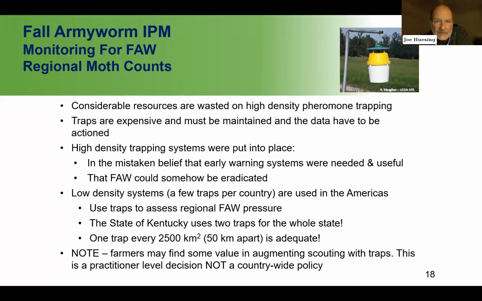In much of the Americas, for example, in the state of Kentucky, where I'm from, they only keep 2 traps for the entire state. And mostly they use those traps just to wake farmers up if they've got the infestations, that fall armyworm is starting to show up in the state. They'll advise farmers to start checking their field because a lot of farmers don't routinely check for these. So it's important to appreciate that the use of trapping is mostly a field level practitioner decision, not really a country level policy decision. Next slide.